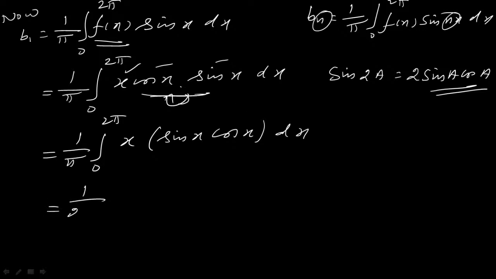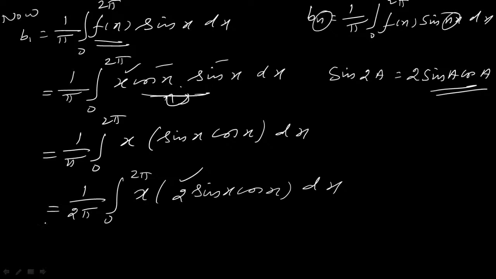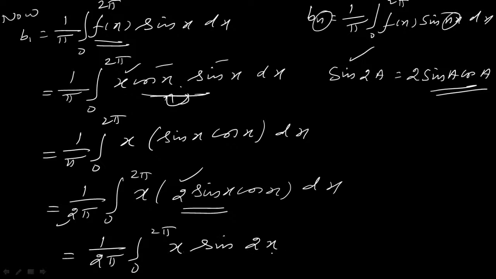What happens? That is 1 by 2 pi of integral 0 to 2 pi x 2 sin x cos x dx. I am just multiplying and dividing by 2. That doesn't change the value of the integral, isn't it? Because I have the formula for 2 sin a cos a. 2 sin a cos a is nothing but sin 2a. So that is equal to 1 by 2 pi integral 0 to 2 pi x, so 2 sin a cos a, that is nothing but sin 2a. So instead of a, here we have x dx. This is of the form integral uv dx.